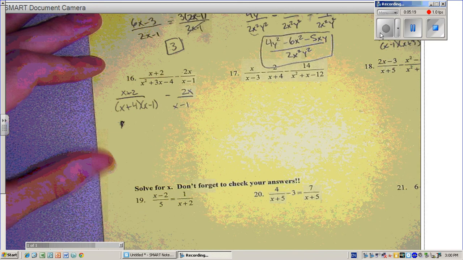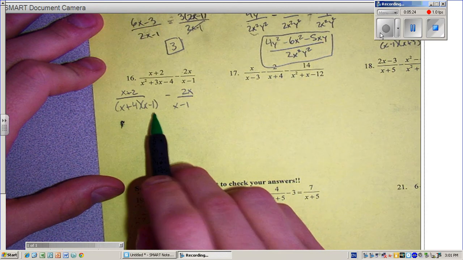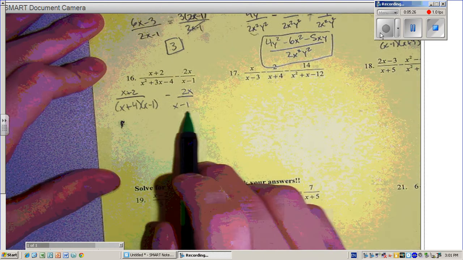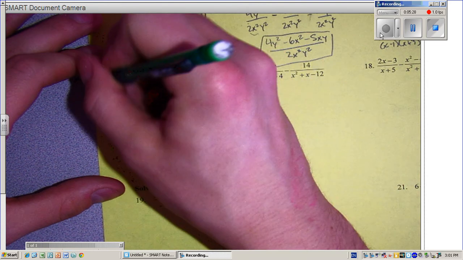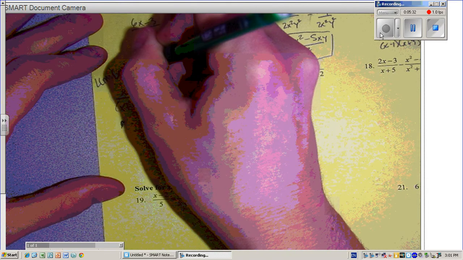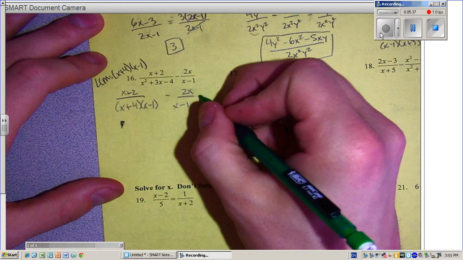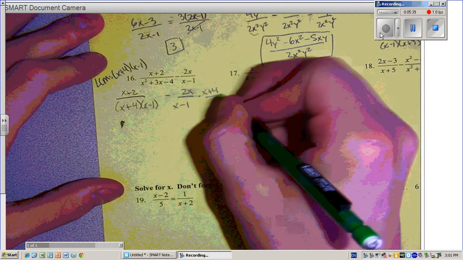Okay, and now what you'll notice is that this first term has a quantity x plus 4 times the quantity x minus 1, where the second one only has the quantity x minus 1. So that makes our LCM x plus 4 times the quantity x minus 1. So what I need to do is multiply this second expression times x plus 4 over x plus 4.